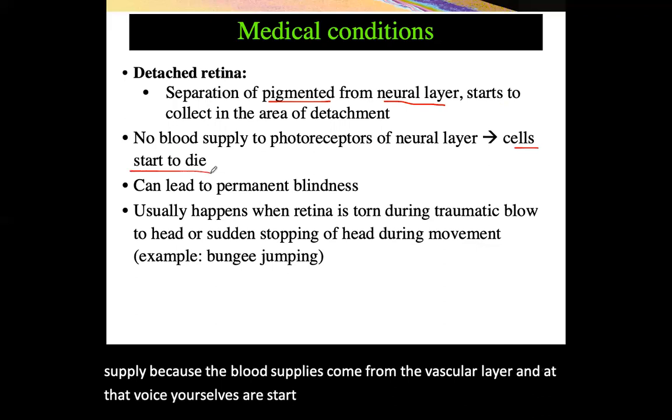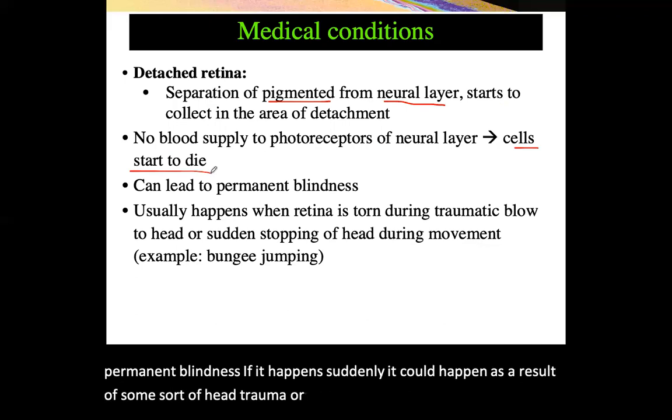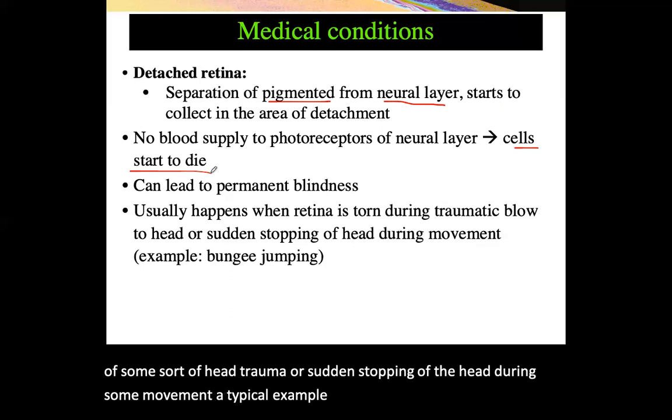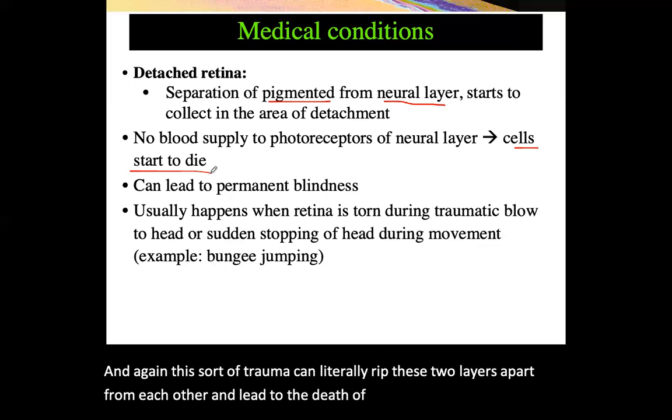If it's not treated, it can lead to permanent blindness, and if it happens suddenly, it could happen as a result of some sort of head trauma or sudden stopping of the head during some movement, a typical example being bungee jumping. And again, this sort of trauma can literally rip these two layers apart from each other and lead to the death of your photoreceptors.